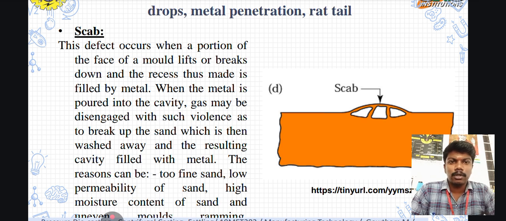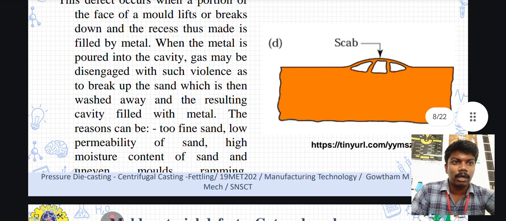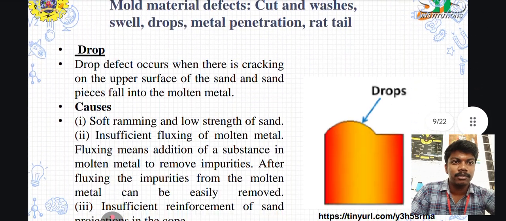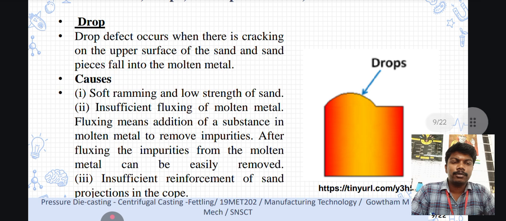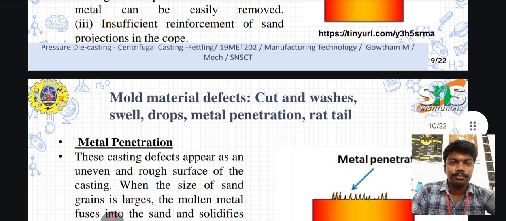When the metal is poured into the cavity, gas may be disengaged with such violence as to break the sand, which is then washed away, and the resulting cavity is filled with the metal. The picture shows how the scab is formed. Next one is drops, also shown here. The drop defect occurs when there is cracking of the upper surface and sand pieces fall into the molten metal.